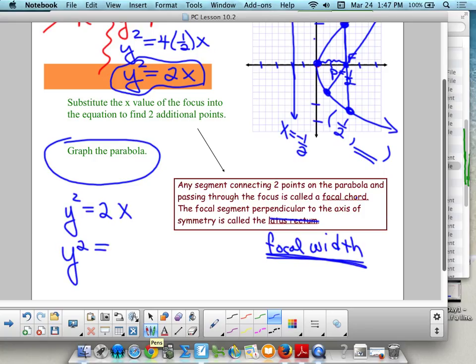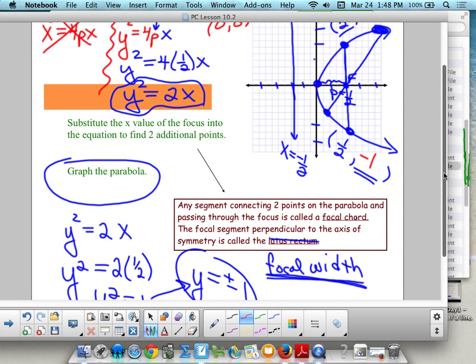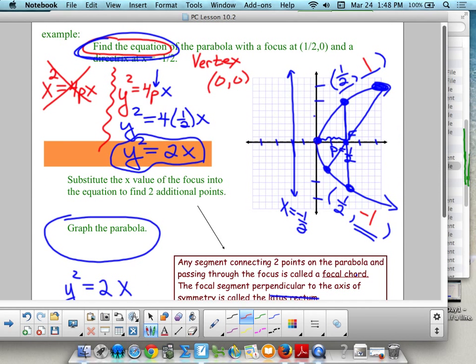Okay, what am I plugging in? I'm plugging in the x value, 1/2. Oh, 2 times 1/2. Y squared equals 1. Move on over. Y equals, when you take the square root, what? Plus or minus 1. There are your 2 y values. And by the way, that should make sense. There were 2 points. One of them is 1/2, negative 1. The other one is 1/2, positive 1. Are you okay with what I'm doing?